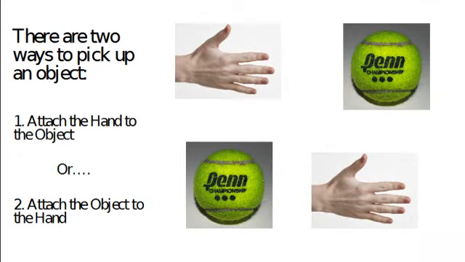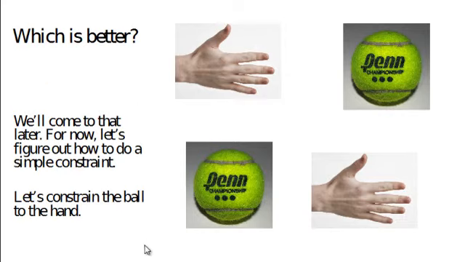So there are two basic ways to pick up an object. Let's say we've got a hand and a ball. I can either attach the hand to the ball, or you can attach the ball to the hand. And the question arises, which is better? And we'll come back to which is better at the end of the lecture. But for now, let's just figure out how to do a simple constraint. And what we're going to do is constrain the ball to the hand.